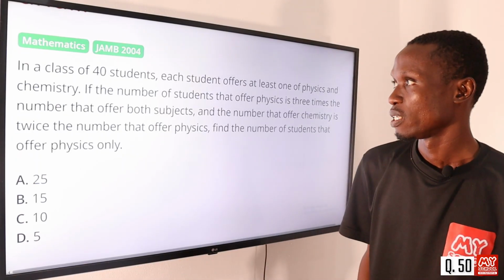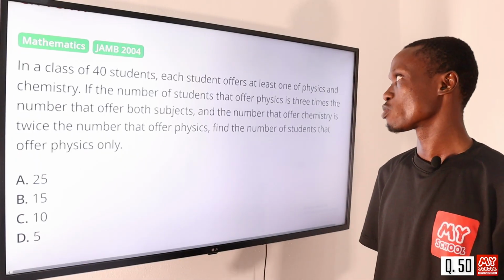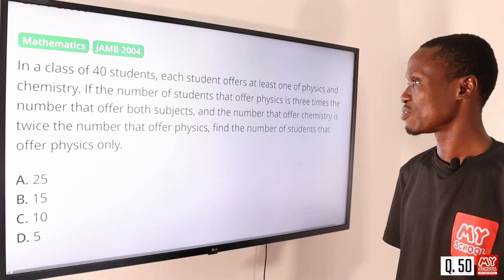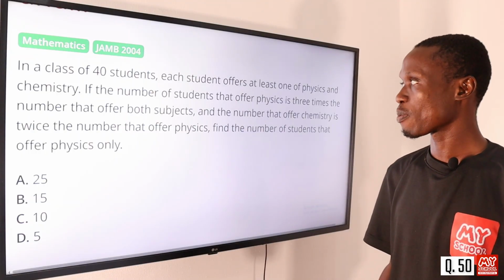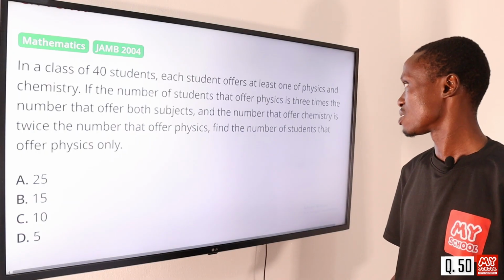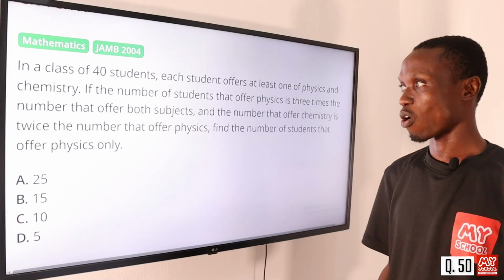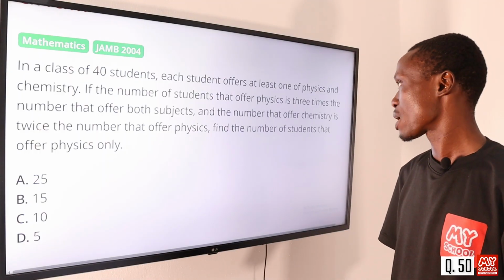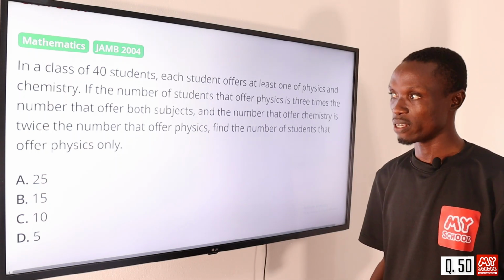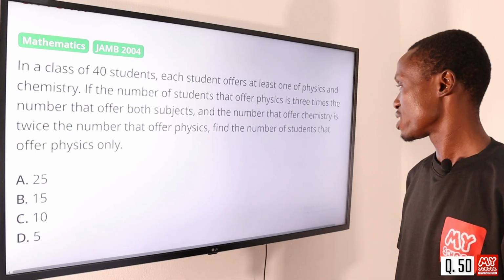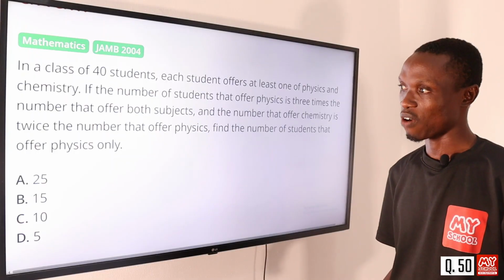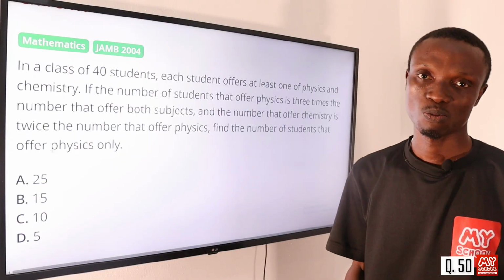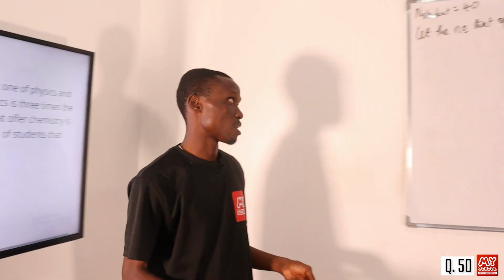Question 50. In a class of 40 students, each student offers at least one of physics and chemistry. If the number of students that offer physics is 3 times the number that offer both subjects, and the number that offer chemistry is twice the number that offer physics, find the number of students that offer physics only. So let's move over to the board to provide the answer to this question.